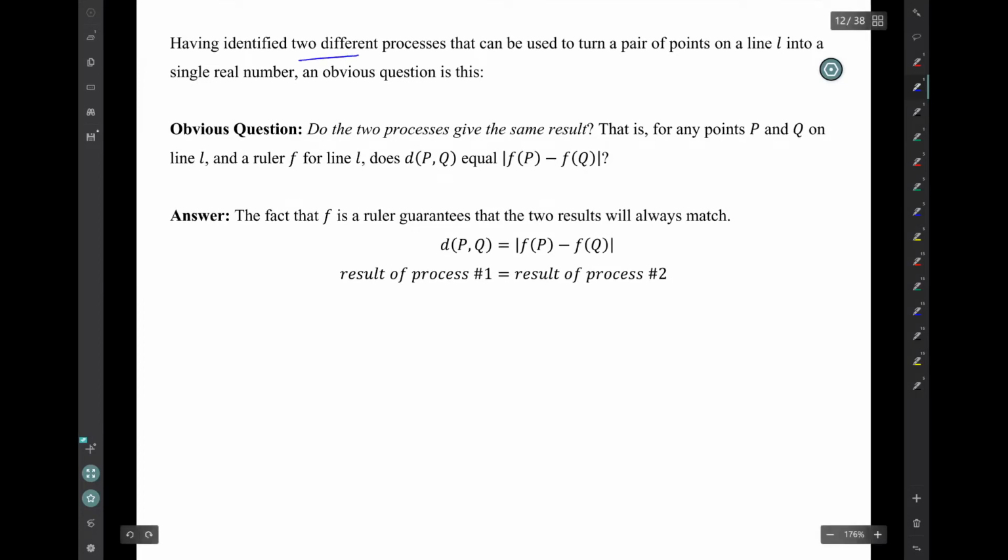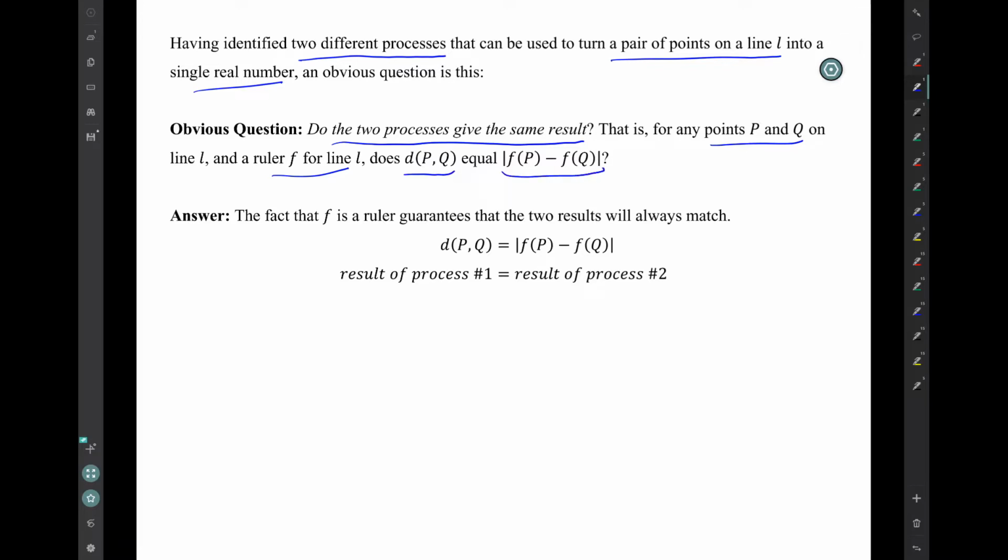Now that we've identified two different processes that can be used to turn a pair of points on a line into a real number, an obvious question is this: do the two processes give us the same result? That is, for any 2 points P and Q on line L and a ruler for line L, does this number that we got from the distance function equal this number that we got from the other two-step process?